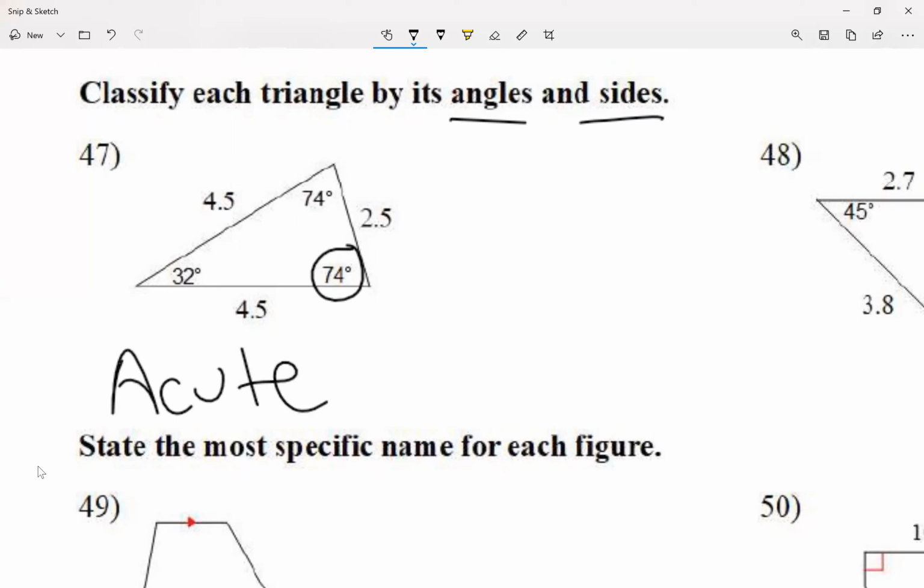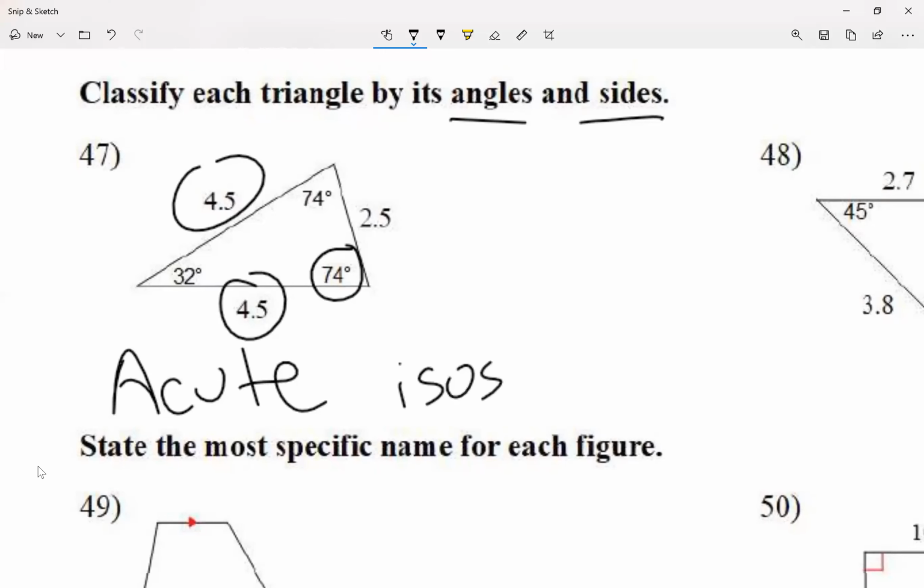Now, when it comes to sides, I see two sides are equal. When two sides are equal, I call this isosceles. You go back to our lecture that we did before, we talk about isosceles, that's when two sides are equal. Scalene, that's when none of the sides are equal. They're all different. And we also talk about equilateral. That's when all the sides are equal.